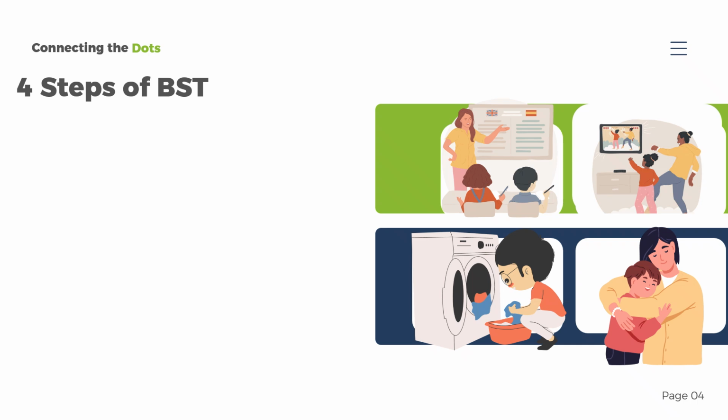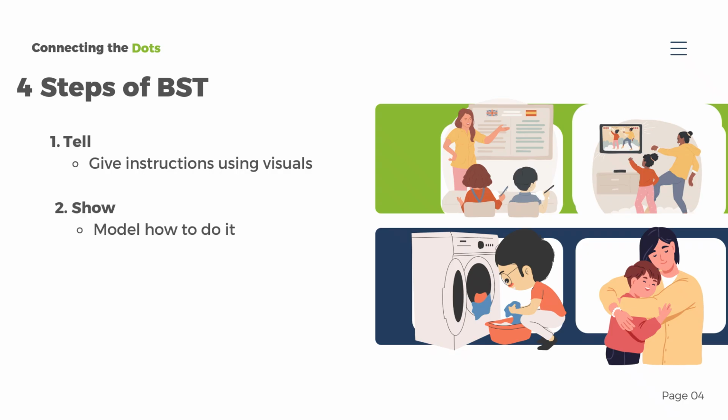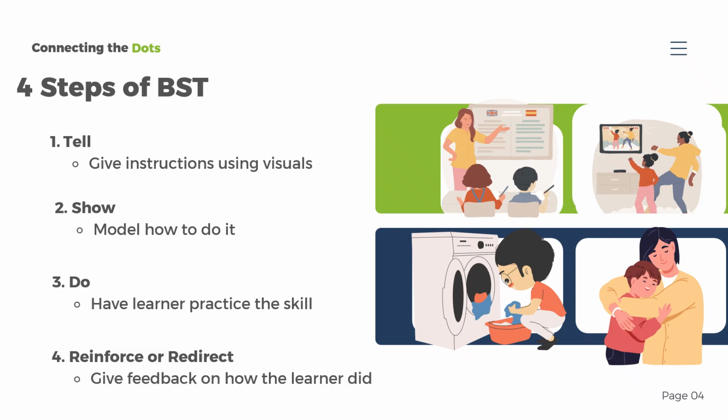BST consists of 4 main components to teach a skill. Tell, which is providing instructions, usually with a visual. Show, which is modeling how to do the skill. Do, which is having your learner practice the skill. And reinforce or redirect, which is providing feedback on how your learner did engaging in the skill. This teaching approach is hands-on and allows the learner to practice the new skill while also receiving feedback until they are performing the skill correctly and independently.